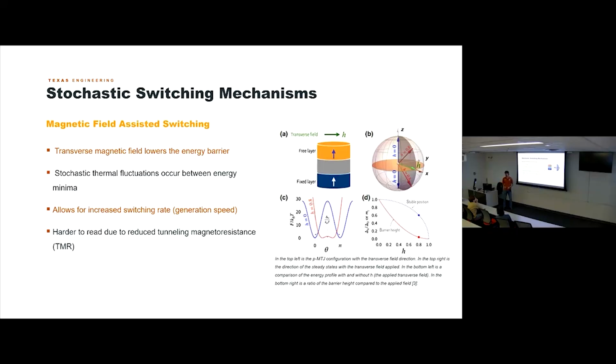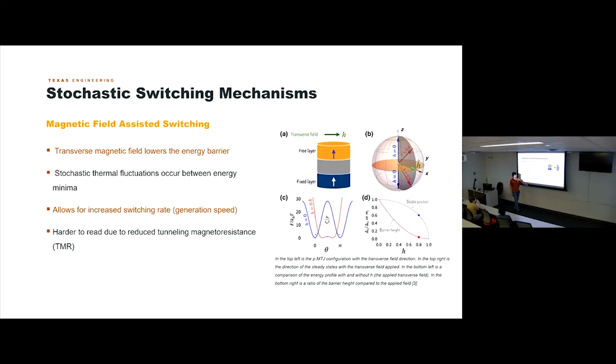So going on to the mechanisms I want to talk about for switching. The one I mentioned first is that we can lower the barrier by applying a transverse magnetic field. As you can see, this is a PMA structure, where you have the perpendicular axis, and then you apply a field in the transverse direction. What this will do is lower the barrier to flip between the two, allowing pretty quick switching.